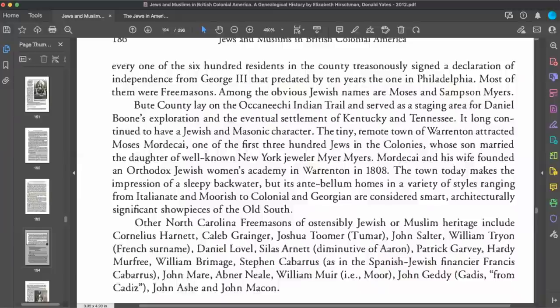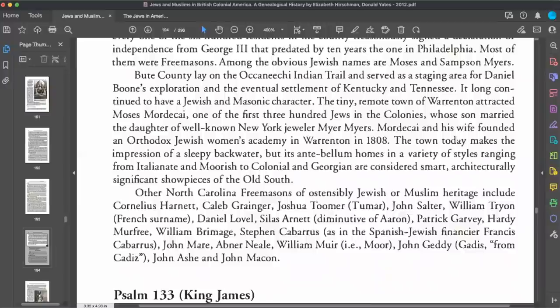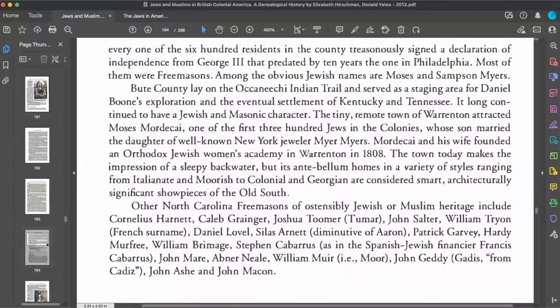Other North Carolina Freemasons of ostensibly Jewish or Muslim heritage include Cornelius Harnett, Caleb Granger, Joshua Tumor or Tumar, John Salter, William Tryon, French surname, Daniel Lowell, Silas Arnett, diminutive of Aaron, Patrick Garvey, Hardy Murphy, William Brimage, Stephen Cabarrus, as in the Spanish Jewish financier Francis Cabarrus, John Murray, Abner Neal, William Moore, Moore, I ain't making it up, John Getty, Gadis from Cadiz, John Ashy, and John Macon.